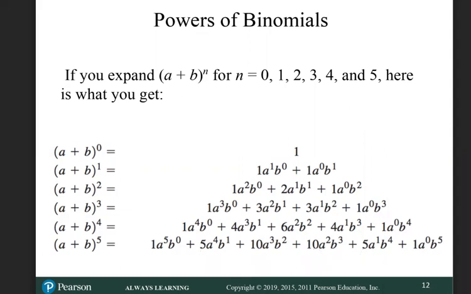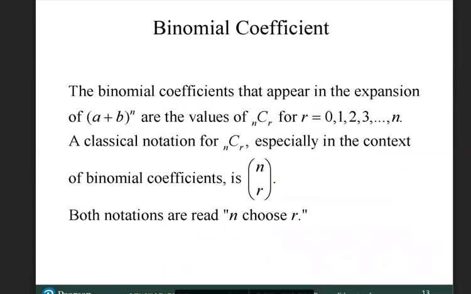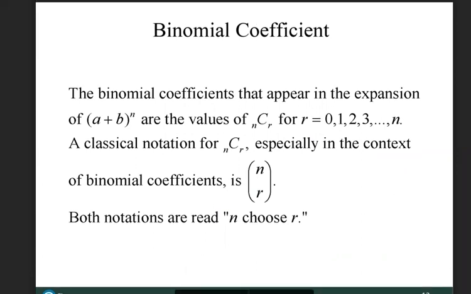So let's look at this formally. The binomial coefficients that appear in the expansion of (a + b)^n are the values of n choose r, for r equals starting from 0. This is the one that we sometimes forget. If you forget your 0, you'll be off by 1 coefficient. You'll probably notice, because you know you always start and end with 1.